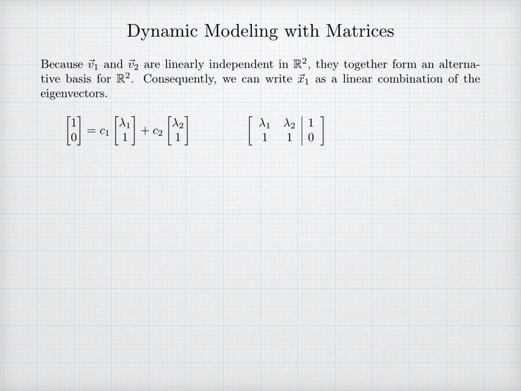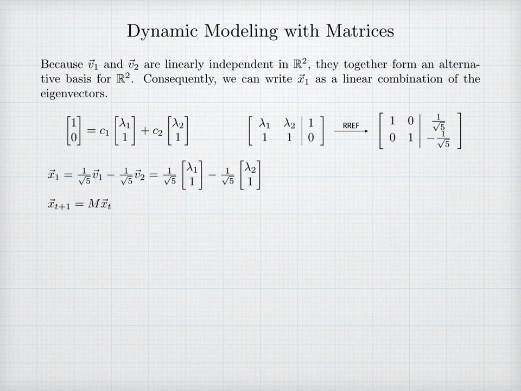So you can go through the process, but to save time, the reduced row echelon form has the identity matrix on the left, and the coefficients I discover are c1 must be 1 over the square root of 5, and c2 must be negative 1 over the square root of 5. This means I can write my original state, x1, as 1 over square root of 5 times the first eigenvector minus 1 over square root of 5 times the second eigenvector. This gives me my initial condition, and our iterative equation tells me that the next value of my sequence is equal to a matrix M, remember that was 1, 1, 1, 0, times the previous state.